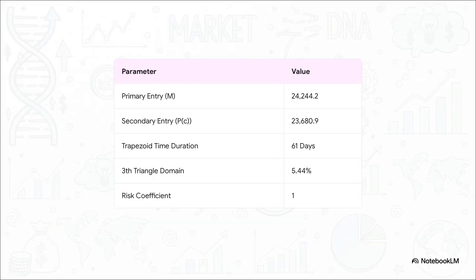Now, these are the key parameters that really define the plan. The model identifies two potential entry points. The main one is M at 24,244.2, and there's a secondary level, PC, at 23,680.9. It also lays out a trapezoid time duration of 61 days and something called the third triangle domain of 5.44%. All of these are going to be crucial inputs for the risk calculations we're about to look at.